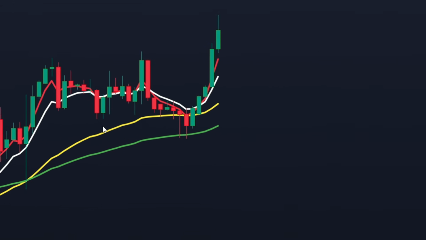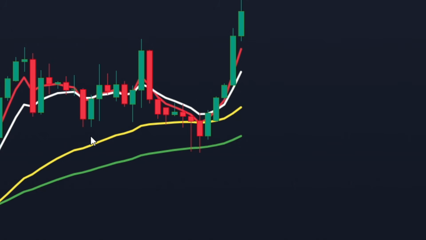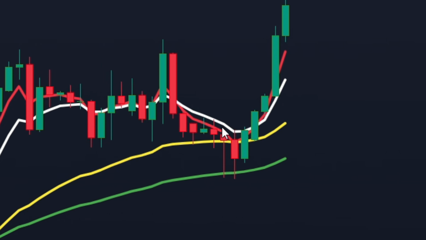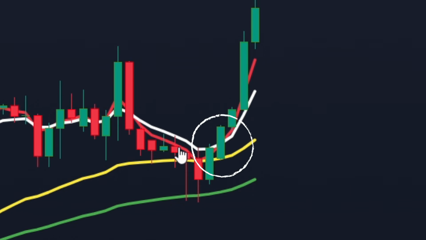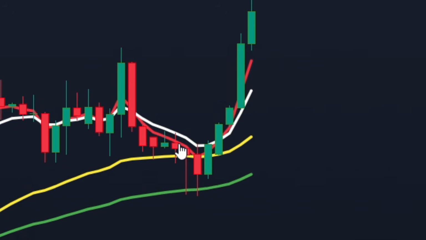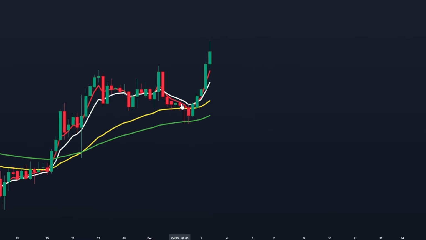To track the pullback, we use the short-term EMAs, the red 4 EMA and the white 8 EMA. In a bullish setup, when the red EMA drops below the white EMA, that tells us a pullback is probably happening. Then we wait for the red EMA to cross back above the white EMA. That tells us the pullback may be ending and short-term bullish momentum may be returning.